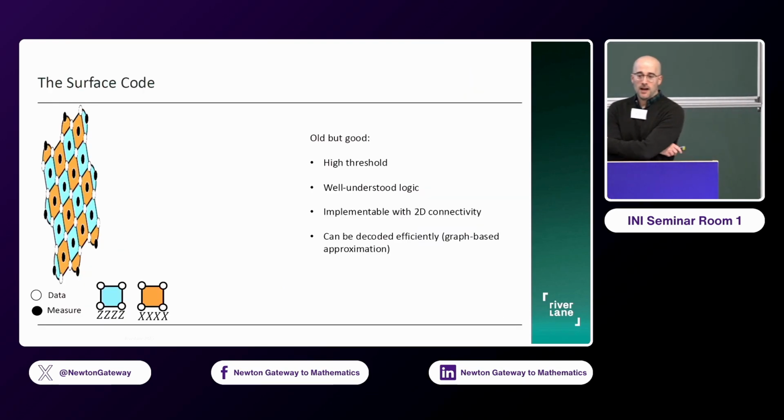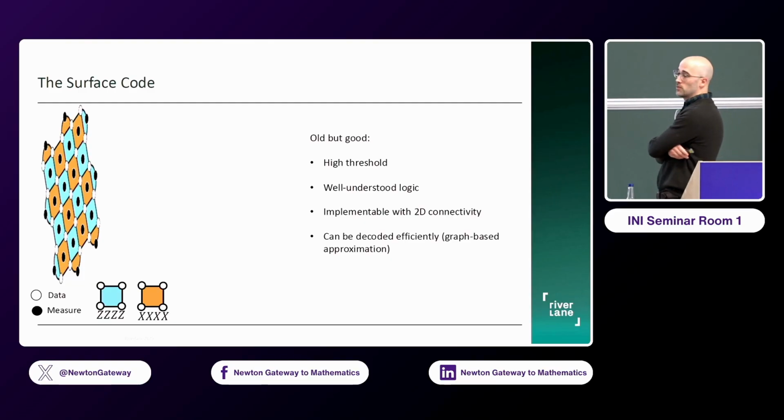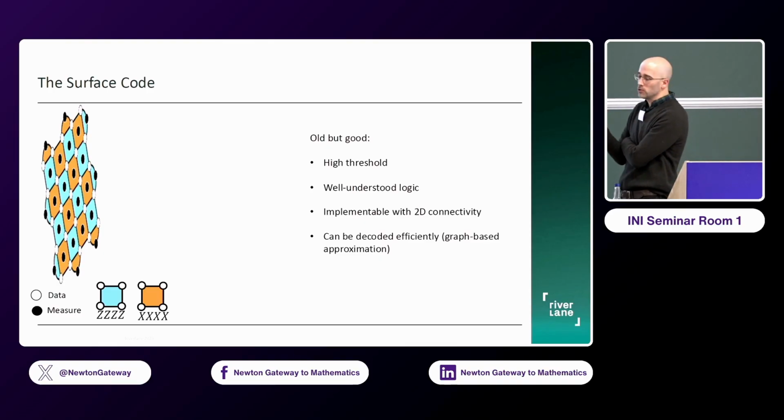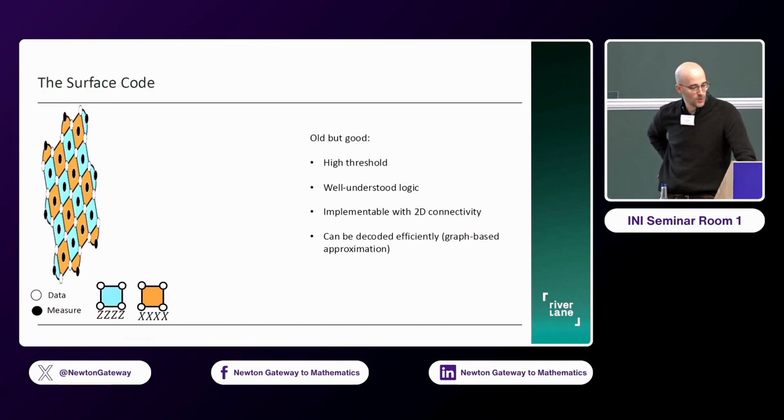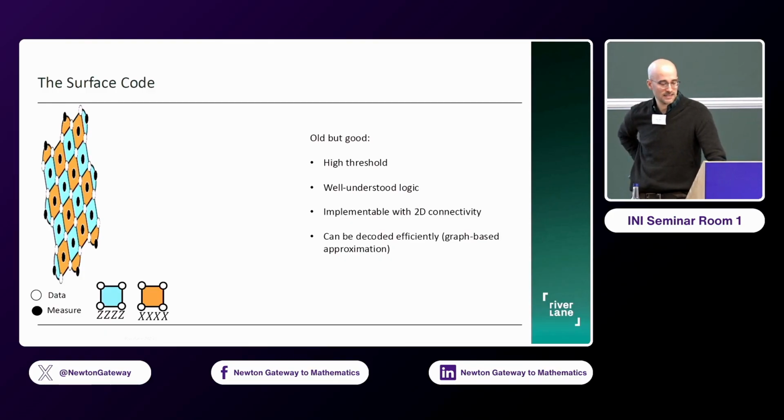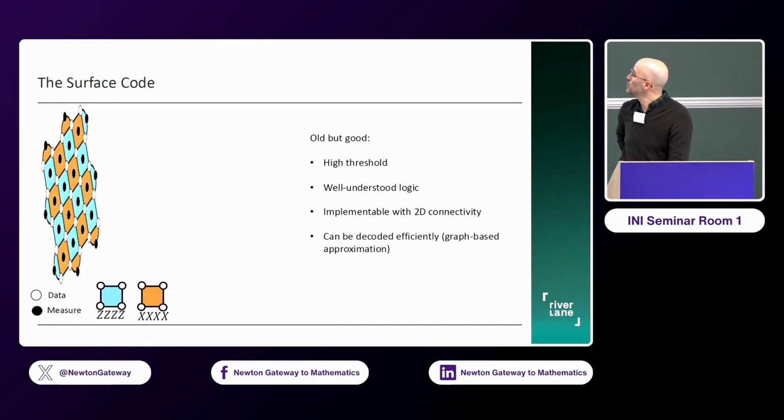Right, so I'm now going to remind you of some aspects of the surface code, which is the code for which we're going to be doing decoding today. So the surface code is a very old code. Well, very old. It's almost 30 years old. It was discovered by Kitaev in the late 90s. And it's old, but it's good.